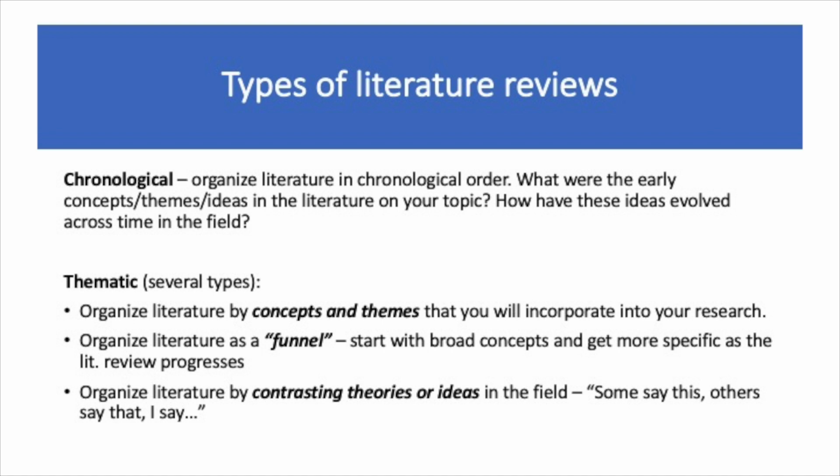So one way of writing a literature review is to present the literature in chronological order. And this would be considering the early concepts or themes or ideas that are in the literature on the topic you're studying, and then how these ideas have evolved across time. And this might be a more useful approach if you are studying something that is, say, relatively recent in its development, or if you're studying a topic that does have a long history in the field, but the concepts, the ideas, the theories that have been used as a frame to study it have changed across time.